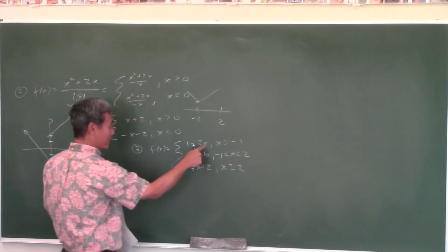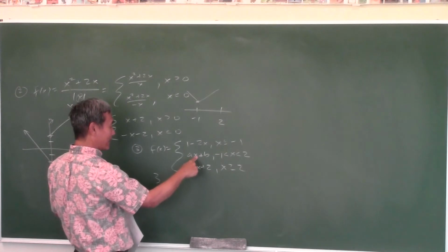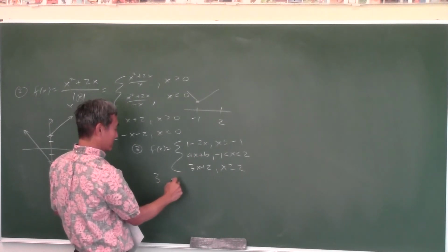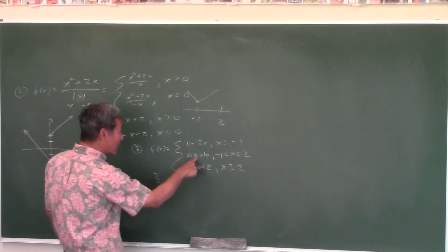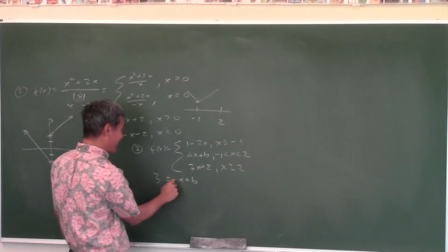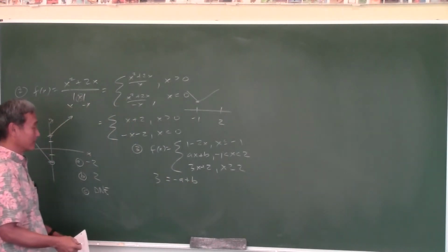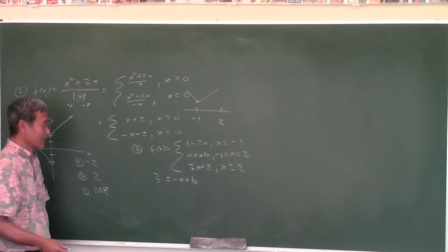So plug in -1 for x there, what do you get? 3. Plug in -1 for x here. What? I'll get 8. No, you plug in -1 over there. Negative a plus b. They have to be equal. I get 8 out of that. You got A's and B's in it.